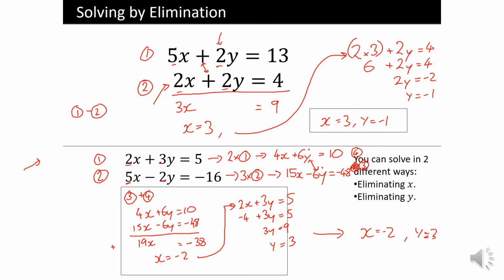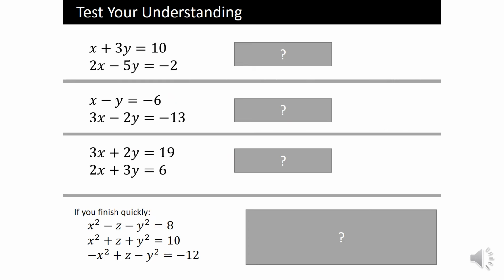And just one thing to note, at the start when I picked to make the y coefficients match, that was arbitrary. I could have also done it with x's, so I could have times equation 1 by 5 and equation 2 by 2, which would have then made the x coefficients both be 10. So you can do it either way, and you'll get the same answer whichever way around you eliminate.